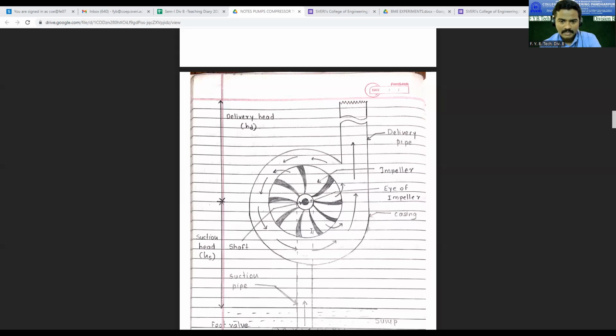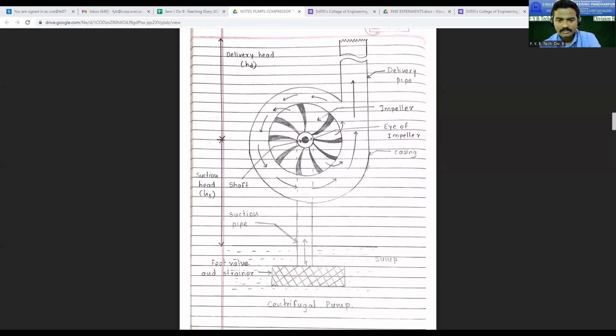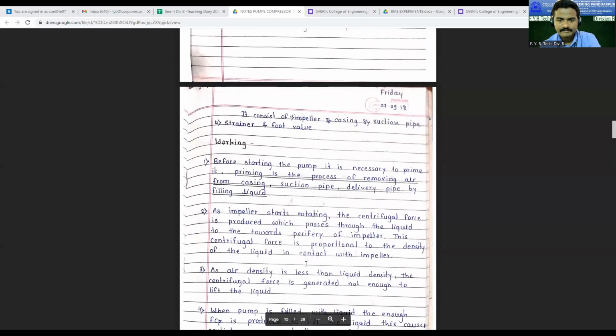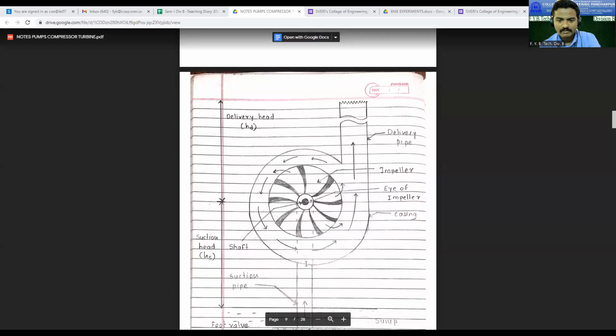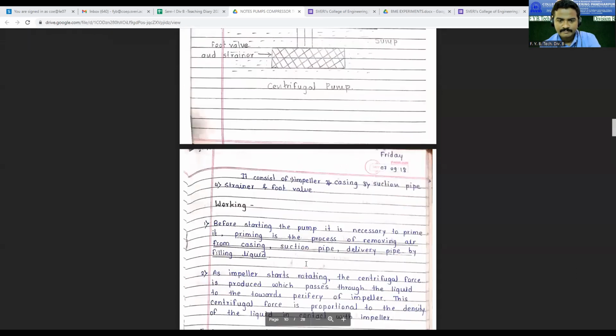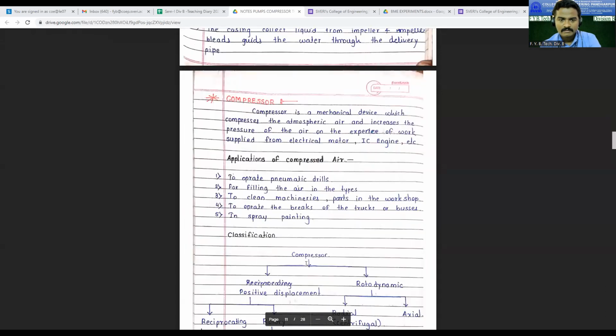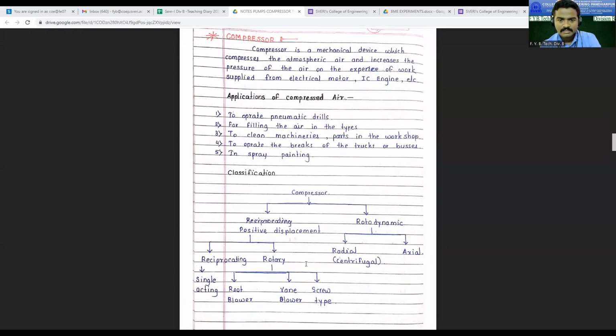And, in continuation of this, why priming is essential for centrifugal pump. Okay, this is the second question: explain the working of centrifugal pump and why priming is essential for centrifugal pump. Okay, that is question number 2.